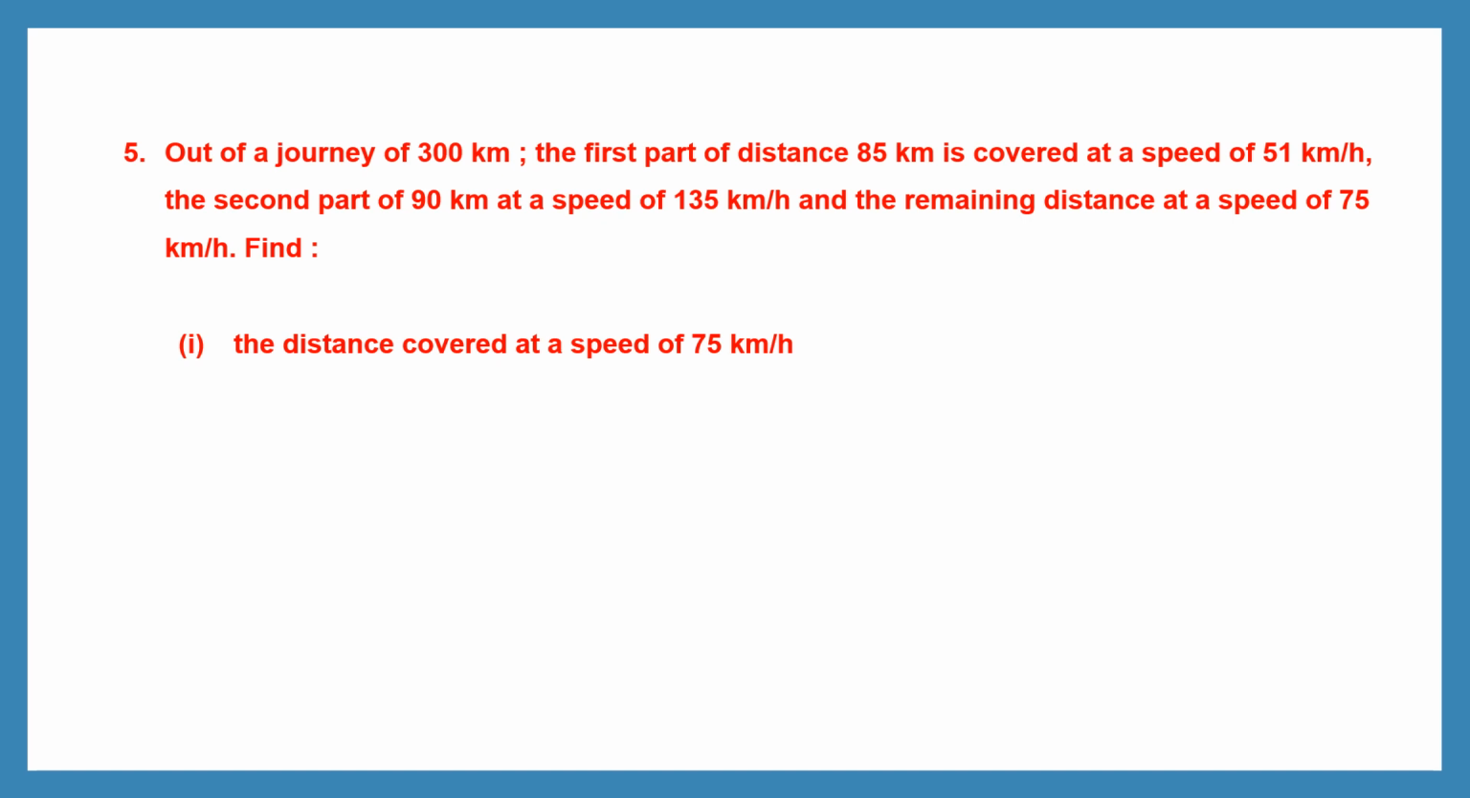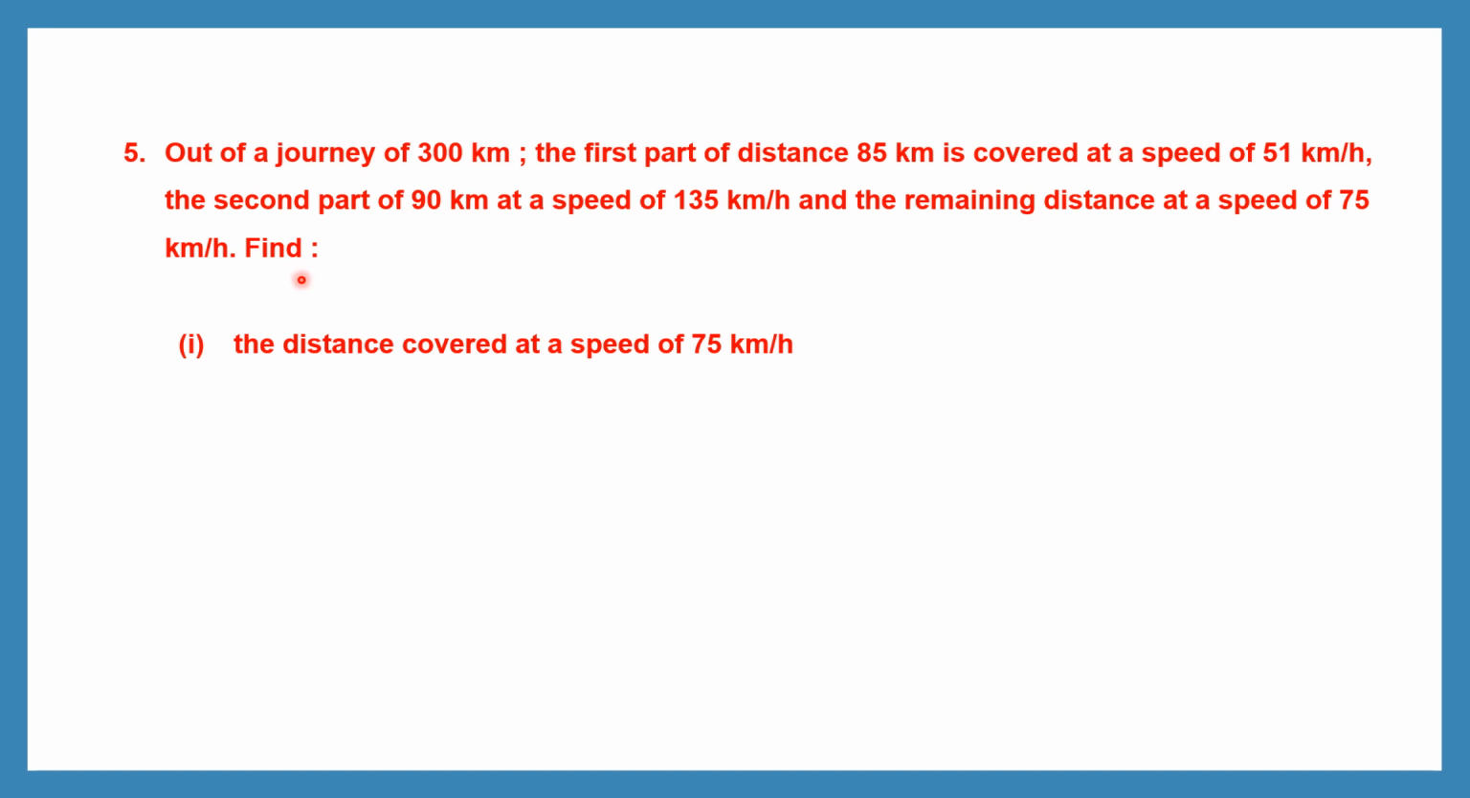Question 5. Question 4 has been worked out in your textbook itself. This is question 5. Out of a journey of 300 kilometers, the first part of distance 85 kilometers is covered at a speed of 51 kilometers per hour. So this is the first part. Then we have a second part, 90 kilometers at 135 kilometers per hour. And then we have the third part where the remaining distance we have to calculate, but the speed is given as 75 kilometers per hour.